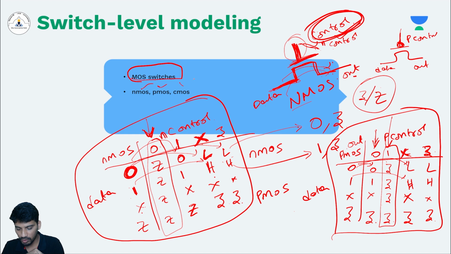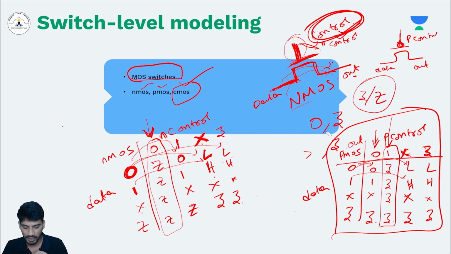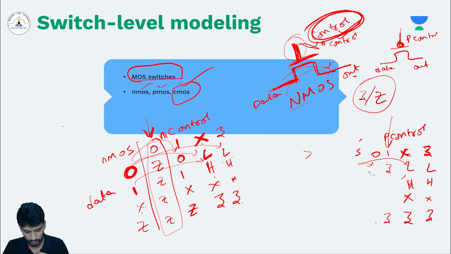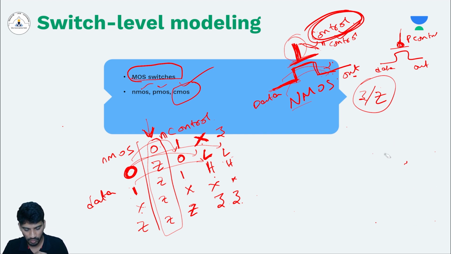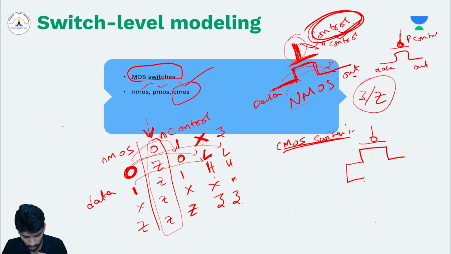Similarly, we have one more switch called the CMOS switch. What is CMOS? CMOS is a complementary MOS switch in which we have both PMOS and NMOS connected in this fashion. So PMOS and NMOS we have understood. Now we will see what a CMOS switch is. Its symbol is like this. It has one PMOS and one NMOS connected like this.